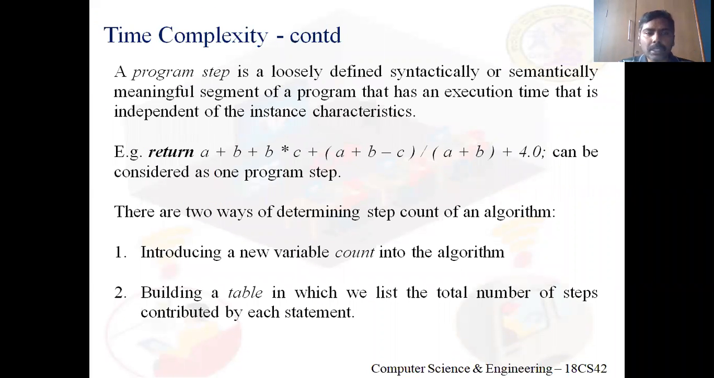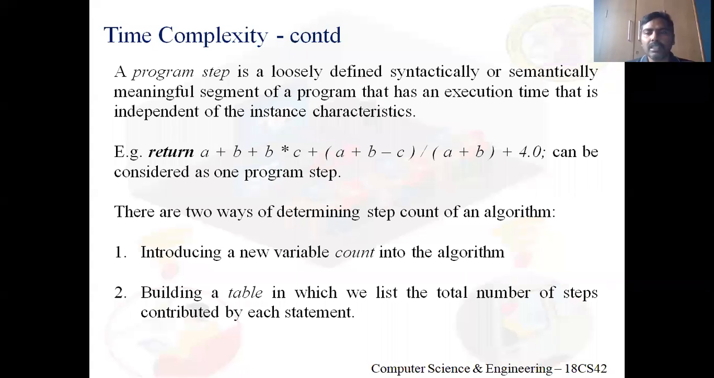A program step is a loosely defined, syntactically or semantically meaningful segment of a program that has an execution time that is independent of the instance characteristics. Got it? I mean to say, in my program, I may use some assignment statement, or some expression statement. Or what you can see on the slide, a plus b into c plus some expression, right? Even this is a statement.